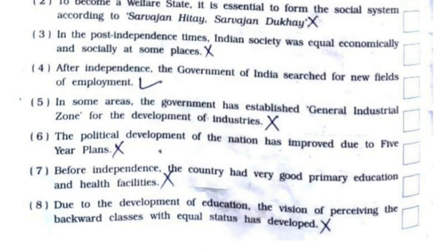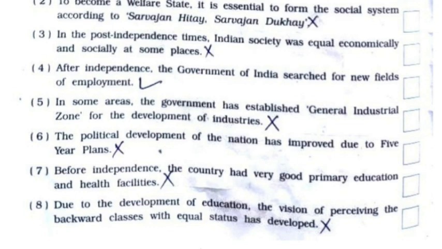Fourth, after independence, the government of India searched for new fields of employment. It is true. Fifth, in some areas, the government has established general industrial zone for the development of industries. It is false. Sixth, the political development of the nation has improved due to 5-year plans. It is false.